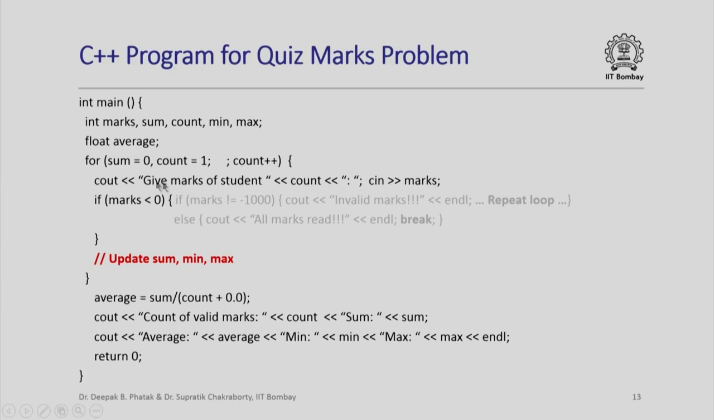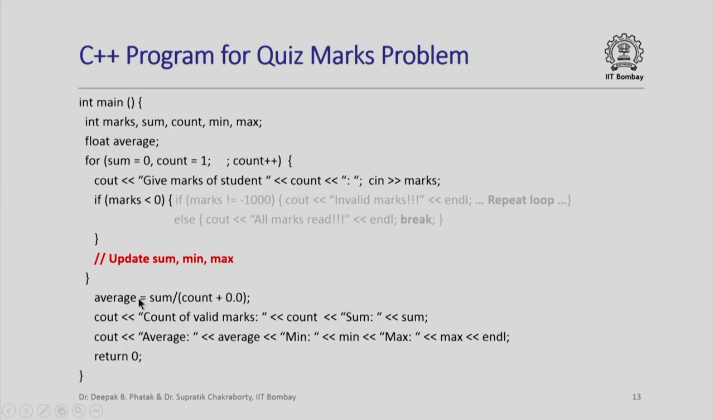Inside the loop body, I ask for the marks of a student, read the marks, and if the marks is negative, I have got to do something. Otherwise, I can update the different aggregates, sum, min and max, and then go back and iterate in the loop again. And once I have exited from the loop, then I can compute the average, print out the count of valid marks, sum, average, min and max.